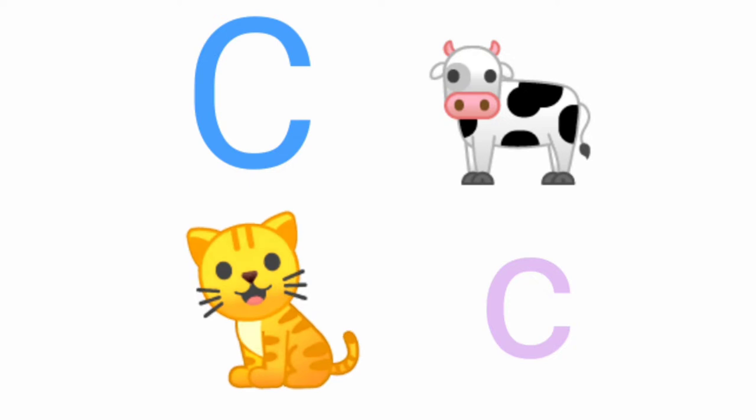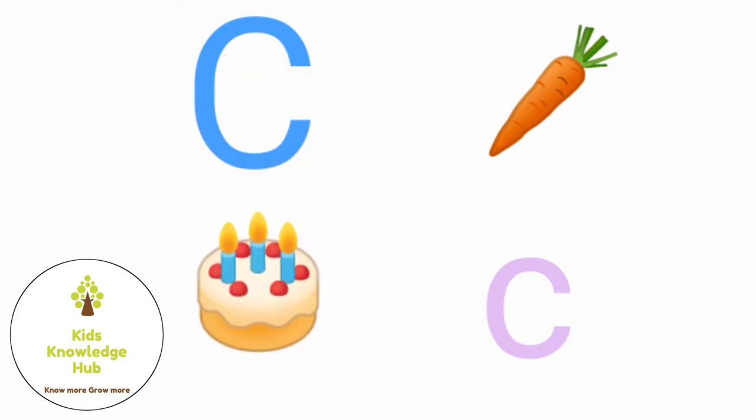Letter is C. Sound is K. K, K, K, K, K. C for cow. C for cat. C for carrot. C for cake.